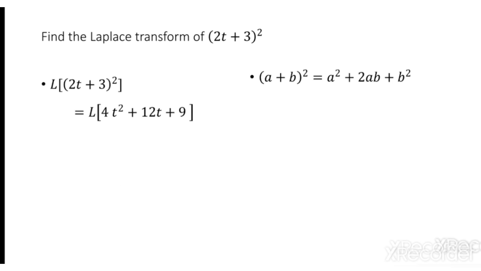So term by term we have to apply the Laplace transform. For this we need the result t power n. So Laplace transform of t power n is n factorial by s power n plus 1. So that means 4 into Laplace transform of t square, 12 into Laplace transform of t, plus 9 into L of 1, Laplace transform of 1. Substitute this, we get 8 by s cube plus 12 by s square plus 9 by s, because 4 into L of t square is 2 factorial by s power 2 plus 1, so 2 by s cube. Outside I had 4, that's why it is 8 by s cube. Likewise you can take for the second and third term.